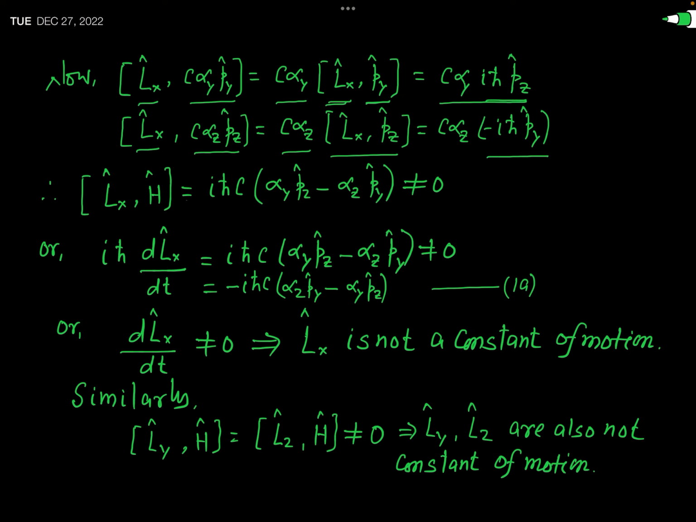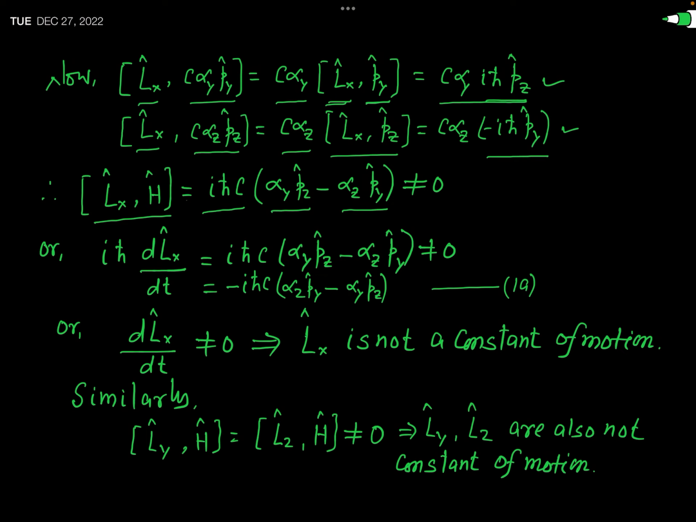Now from that equation number 1, you can see the commutator of Lx hat with the Dirac Hamiltonian H hat will be equal to what? That will be equal to this plus this, and that will be simply i h bar c (alpha y pz hat minus alpha z py hat). But you can see this is not equal to 0.